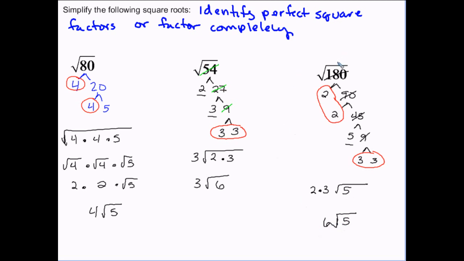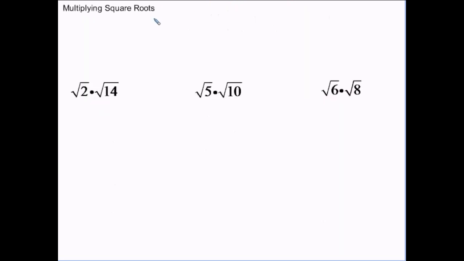If I were going to do this using perfect squares, I would have to recognize that 36 was a factor of 180. That's not always easiest to do. That's why I like the factor trees. Now, if I'm multiplying square roots, my first step is to multiply the radicands. And my second step is to simplify.